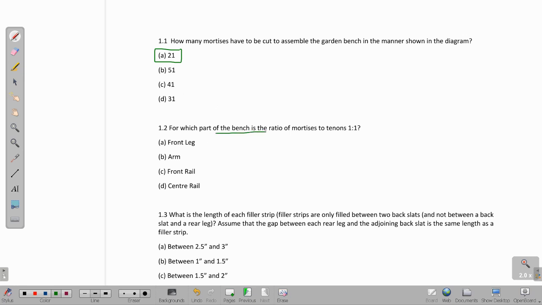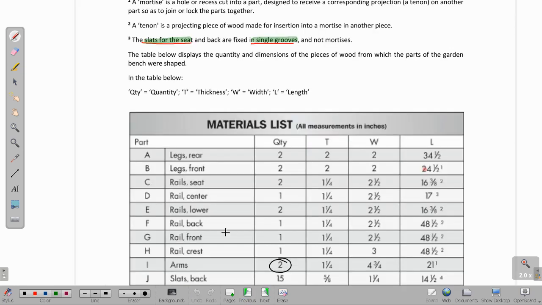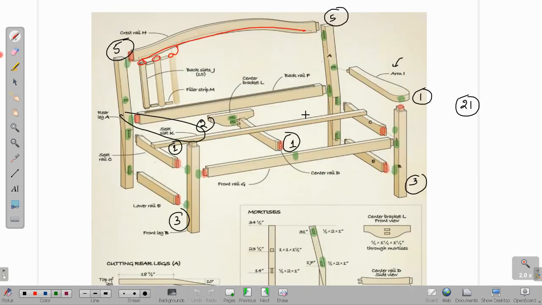For which part of the bench is the ratio of mortises and tenons 1:1? This is pretty easy to see. If you look at everything, the arm has an equal number of mortises and tenons. If you look at the arm, I can see a mortise there, and I can see a tenon there. So 1:1. It has an equal number.